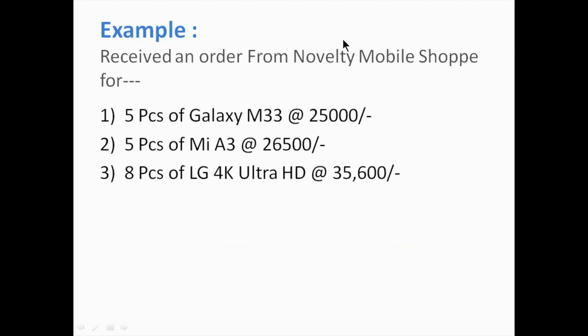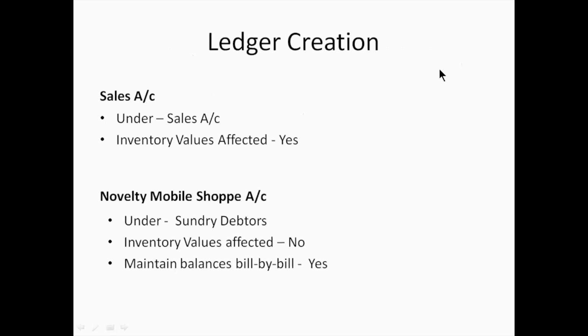We have an example. We have received an order from Novelty Mobile Shopee for 5 pieces of Galaxy M33 at the rate of 25,000, 5 pieces of MI A3 at 26,500, and 8 pieces of LG 4K Ultra HD at 35,600. So we have received the order from the customer Novelty Mobile Shopee. Now let's start solving this question. First of all, we need to create two ledgers, that is the sales ledger and the debtors ledger or the customer ledger. So we will start by creating the sales ledger.